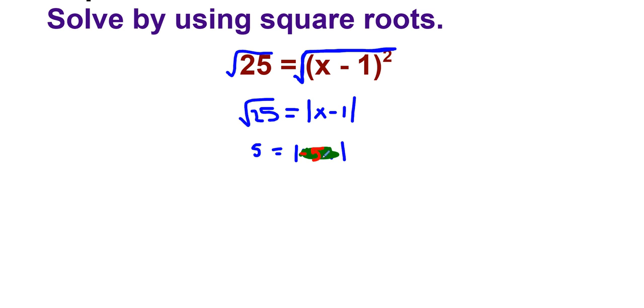But it's not just a blank. It's an x minus 1. So what that means is, if it were a blank, I'd say that blank is equal to negative 5, or that blank is equal to positive 5. But it's not just a blank. It is an x minus 1.